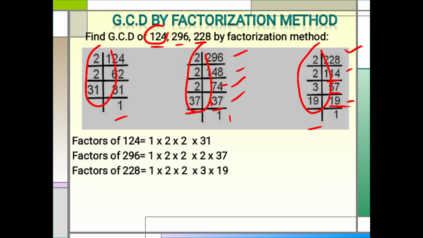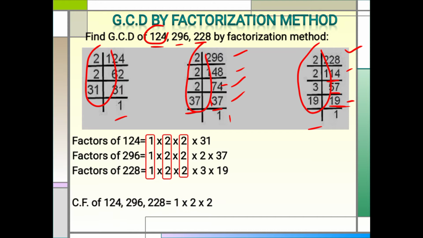Now what you have to do, simply make a loop around the common factors. So what common factors are here? Number 1 is common, second common is 2, and the last one is this 2. As you can see here, nothing else is common among all of them, so that's why these 3 are the common factors of the given numbers.